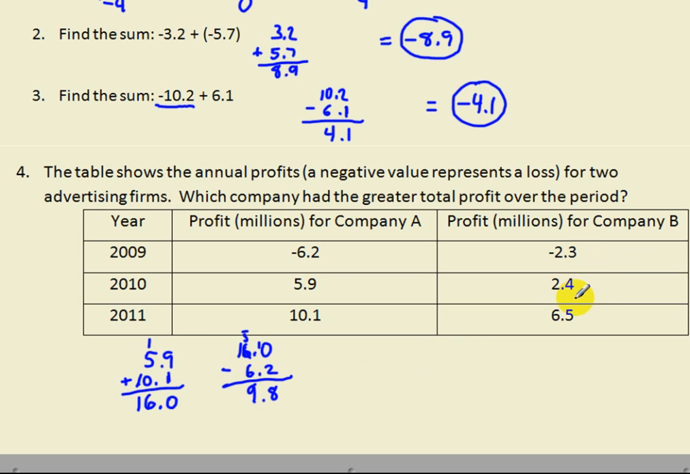And then in this case, if we want to add the 2.4 plus 6.5, we get 8.9. But in that first year, they lost 2.3 million, so we're going to subtract 8.9 minus 2.3, and we end up with 6.6. And again, the 8.9 was positive. It's further from 0 than the negative 2.3, so our net result is a positive. So both companies made money, but Company A made $9.8 million and therefore made more money.